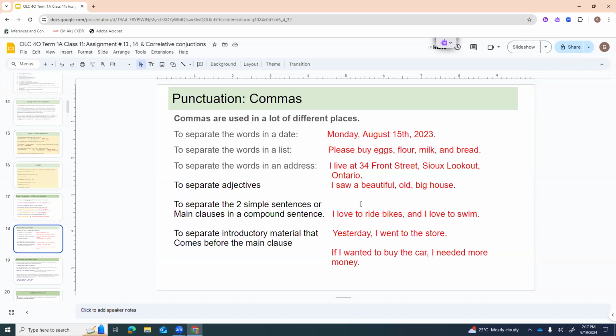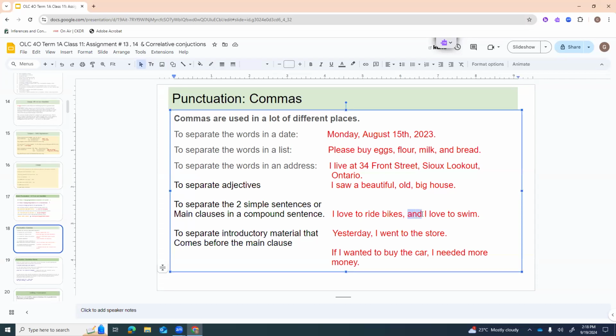Now, here's the one we talked about a lot this week. To separate two simple sentences or main clauses when you're creating a compound sentence, but it must have the conjunction. I love to ride bikes, comma, and I love to swim. It's got to have that conjunction between them. If I don't have that, it's an incorrect sentence, okay? I can also use it when I have introductory phrases or materials that come before the main part of the sentence. Yesterday, comma, I went to the store.